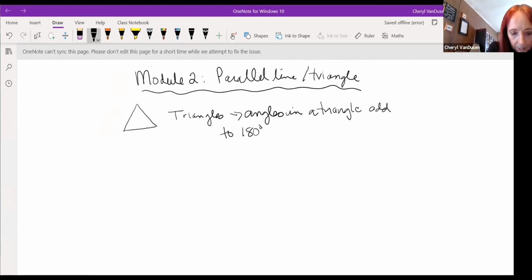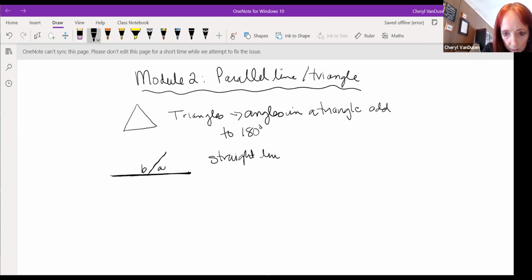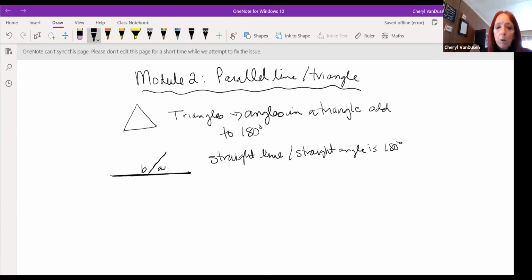Another thing, if you have an angle on a straight line that's cut like this, so you have, say, angle A here and angle B here, a straight angle is 180 degrees as well. Okay, so a straight line or a straight angle is 180 degrees. So that little piece of information we'll put in our back pocket when we go to do these questions as well.